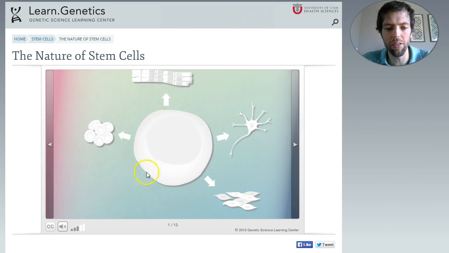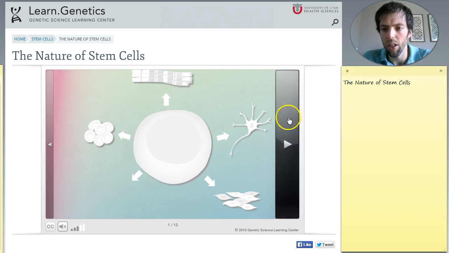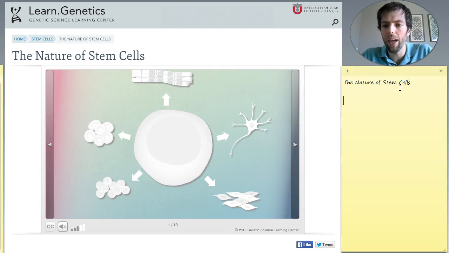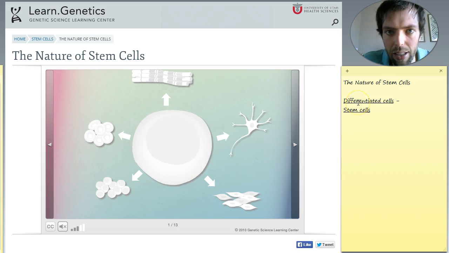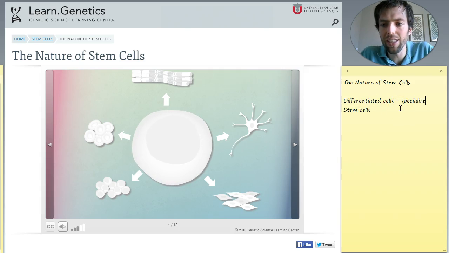Okay, stem cells, we're going to write down some vocab words real quick. So we have differentiated cells, and these are going to be in contrast to stem cells. Now, differentiated cells follow the root of the word different. In other words, they're called differentiated because they're cells that are already specialized.